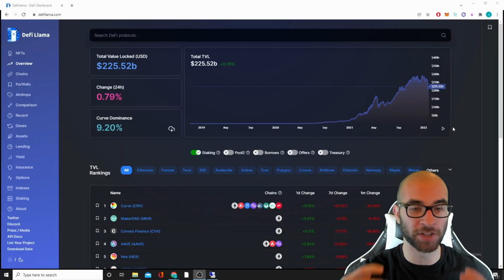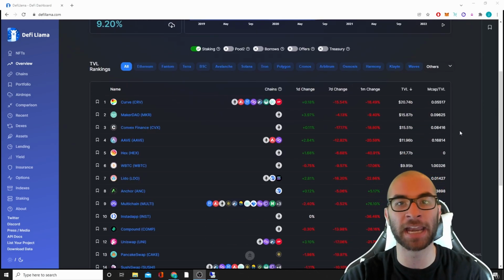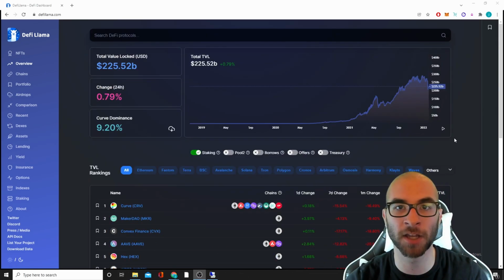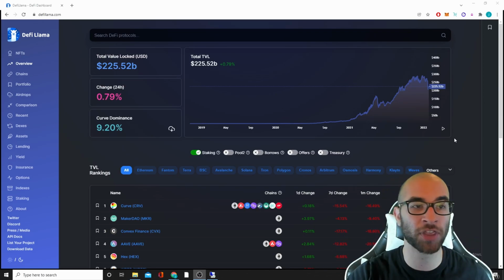Obviously, DeFi Llama is super important to be able to track where the money is going. If you can follow the money and if you can find situations like Fantom, then you can reposition your assets and capitalize on that momentum or when things are undervalued.